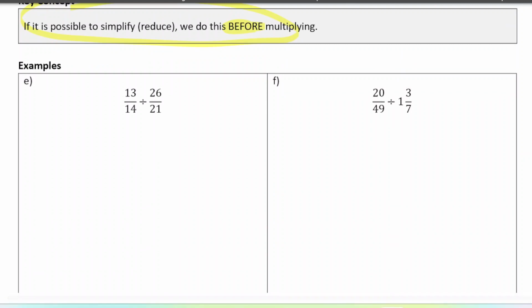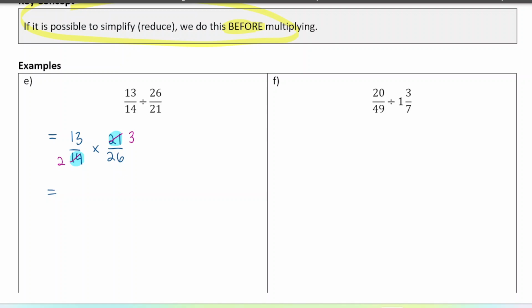Okay, so let's start by keep, change, flip. So we're going to keep the first fraction, change the sign, flip the second fraction to its reciprocal. Now I'm going to look for any reducing that I can do, especially because these numbers are so large. So I can divide these two numbers, 14 and 21. I can divide them by 7. So I'm going to do that now. 21 divided by 7 is 3, and 14 divided by 7 is 2.